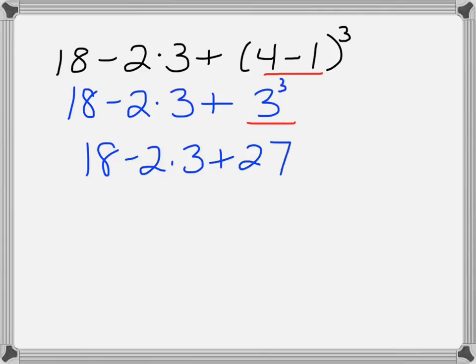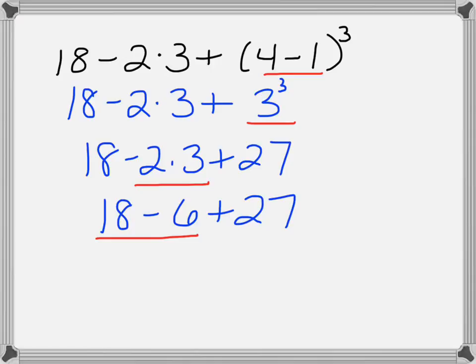As you go from left to right, the next step is multiplication and division. I have a multiplication, so that comes next. You don't worry about the minus. We'll recopy the minus, just multiply 2 times 3, which is 6. Then subtraction and addition from left to right. 18 minus 6 would be next, which is 12. And then finally 12 plus 27 is 39.